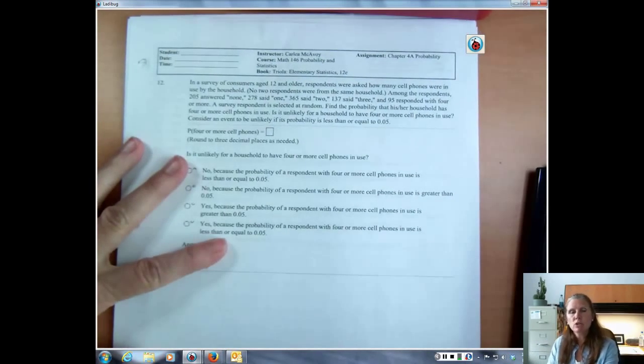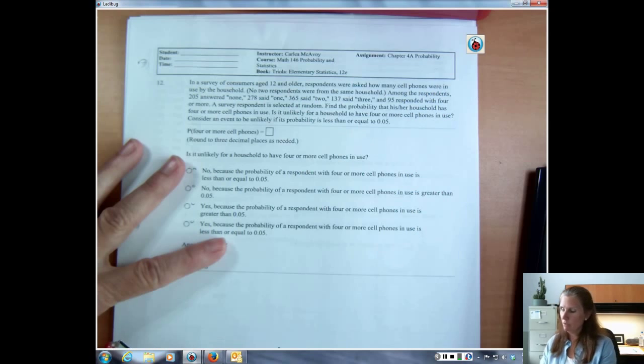In a survey of consumers aged 12 and older, respondents were asked how many cell phones were in use by the household. They weren't from the same house. Among the respondents, 205 answered none, 278 said 1, 365 said 2, and so on. A survey respondent is selected at random. Find the probability that his or her household has 4 or more cell phones in use. Is it likely... Okay, that's the second question. Let's answer the first question.